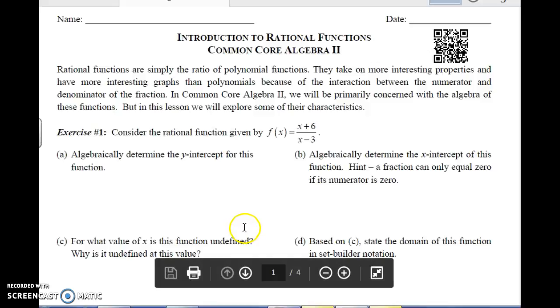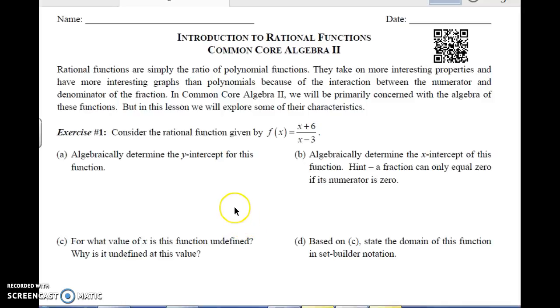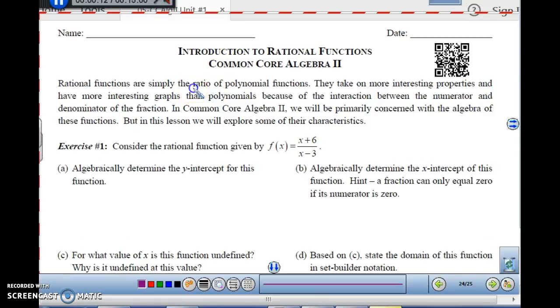This is Algebra 2, Unit 10, Lesson 5, Introduction to Rational Functions. Now, rational functions are simply the ratio of polynomial functions. Basically, it's two polynomials put into a fraction. So it's the ratio of polynomial functions.